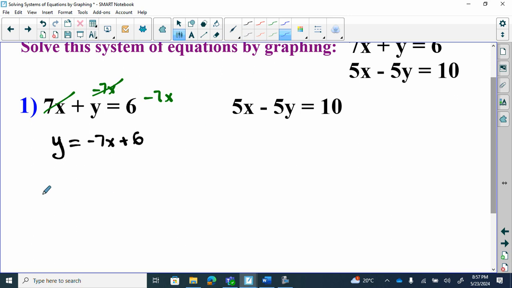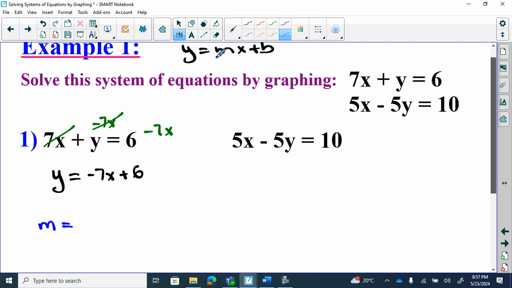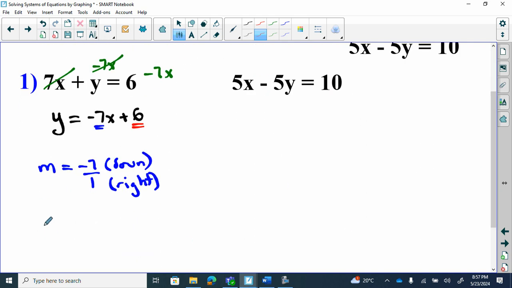So if I asked you for the slope, the m value, that's the coefficient or the number that's in front of the x. In this case, it's a negative 7. So I would write negative 7 over 1. And remember, if my slope is a negative 7 over a positive 1, that means I'm going to go down 7 and right 1. This will be important when I go to plot. The b value, the y-intercept, that's the number at the back. In this case, it's a positive 6. So my b value, or y-intercept, equals 6.